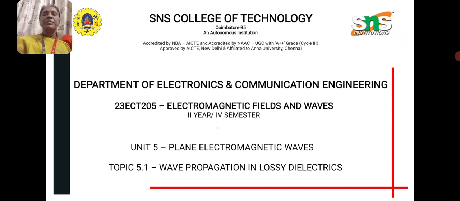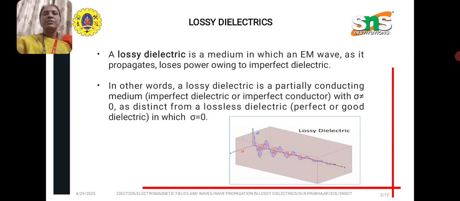In this video, we will discuss the topic on wave propagation in lossy dielectrics for the course Electromagnetic Fields and Waves. And now we are going to see about the lossy dielectric. A lossy dielectric is a medium in which an electromagnetic wave, as it propagates, loses power owing to imperfect dielectric. In other words, we can say a lossy dielectric is a partially conducting medium. It may be an imperfect dielectric or imperfect conductor.